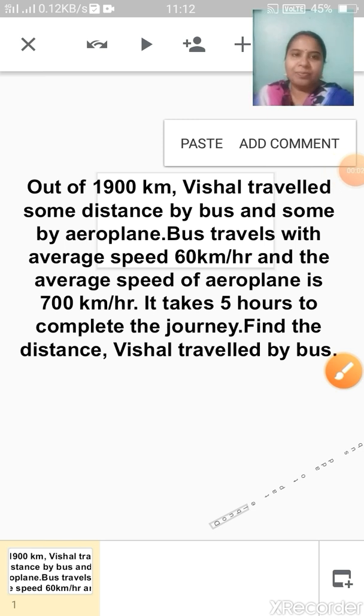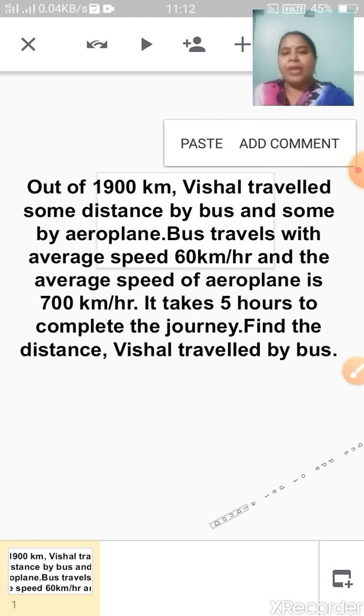This is the sixth sum. Let me read it for you. Out of 1900 km, Vishal travelled some distance by bus and some distance by aeroplane. Bus travels with an average speed of 60 km per hour and the average speed of aeroplane is 700 km per hour. It takes 5 hours to complete the journey. Find the distance Vishal travelled by bus.